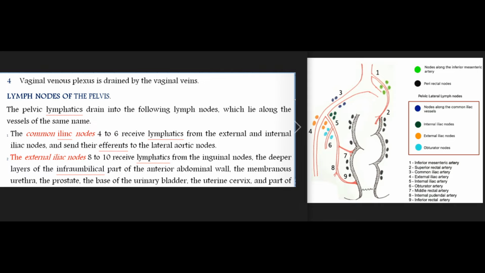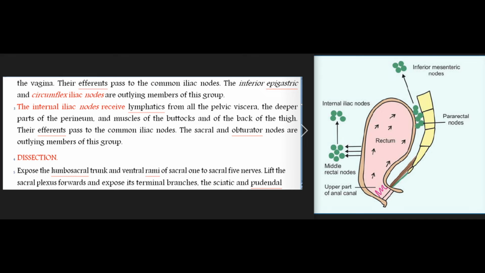2. The external iliac nodes, 8 to 10, receive lymphatics from the inguinal nodes, the deeper layers of the infra-umbilical part of the anterior abdominal wall, the membranous urethra, the prostate, the base of the urinary bladder, the uterine cervix, and part of the vagina. Their efferents pass to the common iliac nodes. The inferior epigastric and circumflex iliac nodes are outlying members of this group.